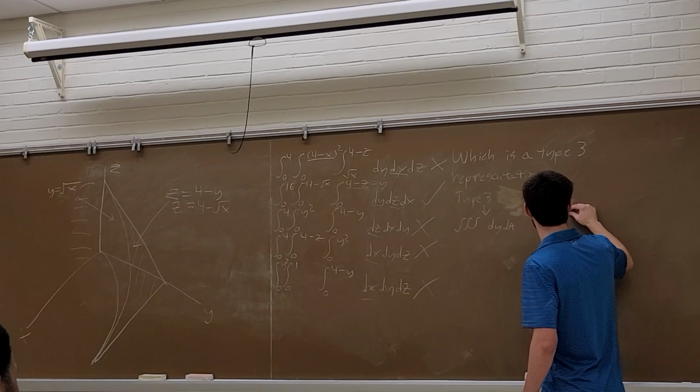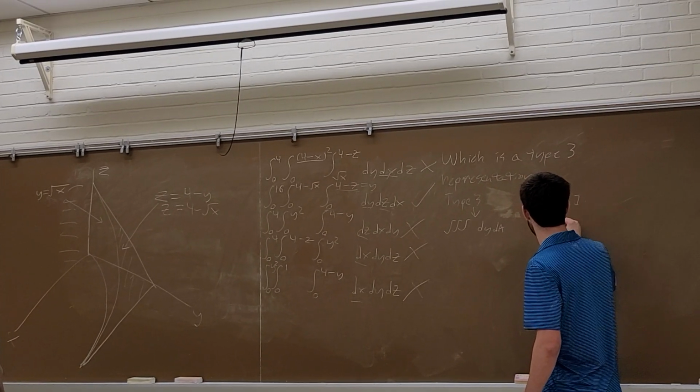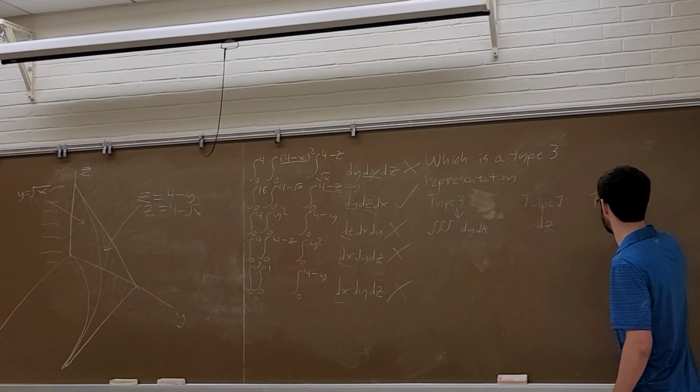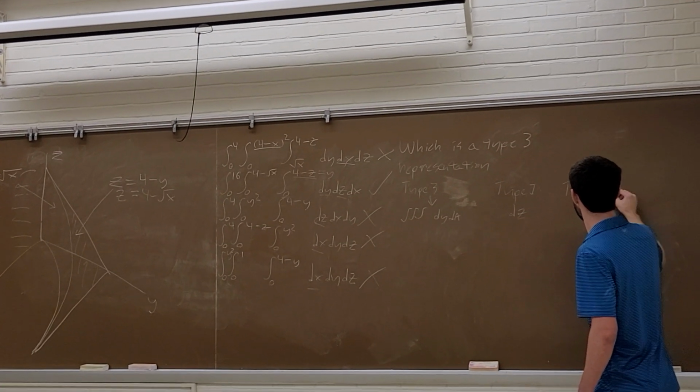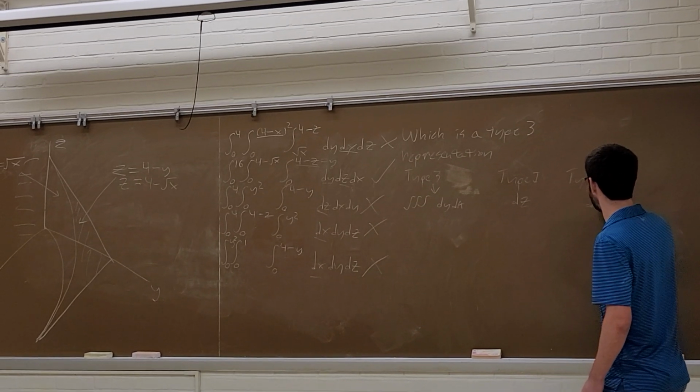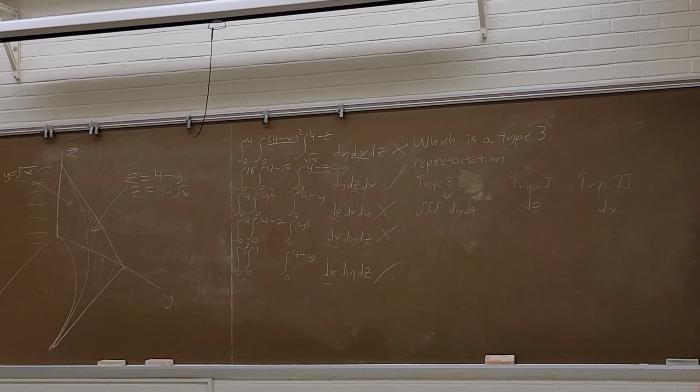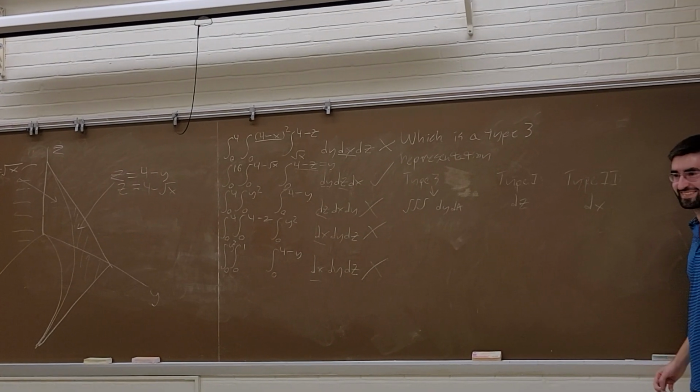So type 1, we have z is the first variable being integrated, so z, x, y. Type 2, you have x as the first one. Who invented this? That's a good question.